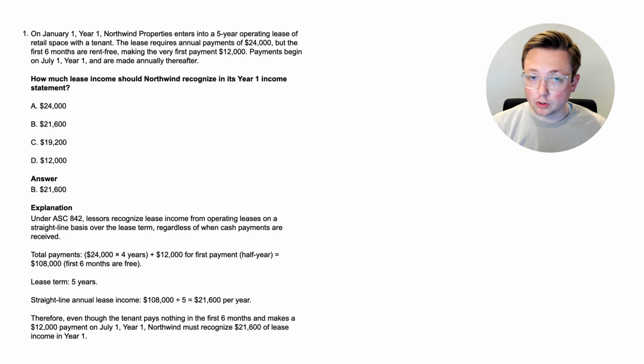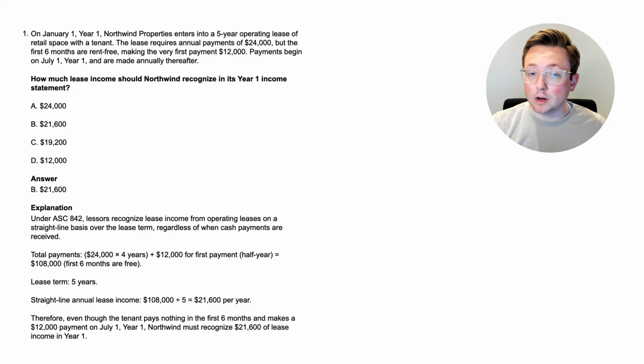The total amount of money they're going to receive is $24,000 for the 4 years that there's full rent, and then the $12,000 for the first payment, which was for only half of a year because the first 6 months were free. So $12,000 plus $24,000 times 4 is $108,000. And again, that's because there's $12,000 that was for the 6 months that were free that they're not getting paid because it was free. But the lease term is 5 years. So how do we figure out how much income they're going to recognize over the lease term? It's really simple. You just take the $108,000 that they're going to receive over the course of the lease, divided by the 5 years of lease, and that's $21,600 per year of revenue that they're going to recognize.